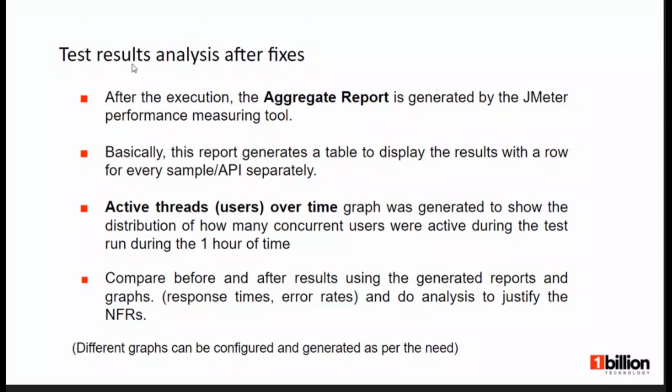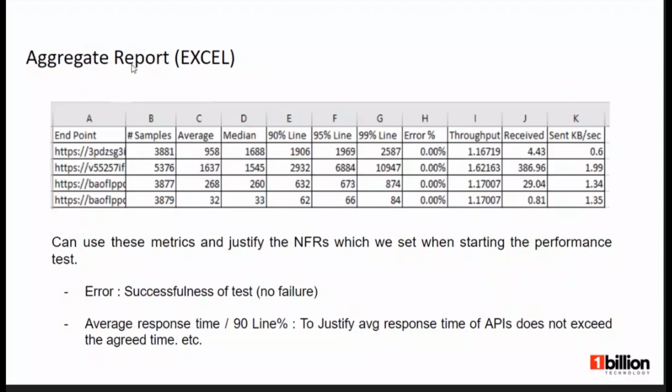You have to analyze response times and error rates, and do the analysis to justify your non-functional requirement points. Different graphs can be configured and generated as per the project need. I have mentioned here the aggregate report, which means an Excel sheet. You can see the columns here. You can use these metrics to justify your non-functional requirement points, which we set when starting the performance test.